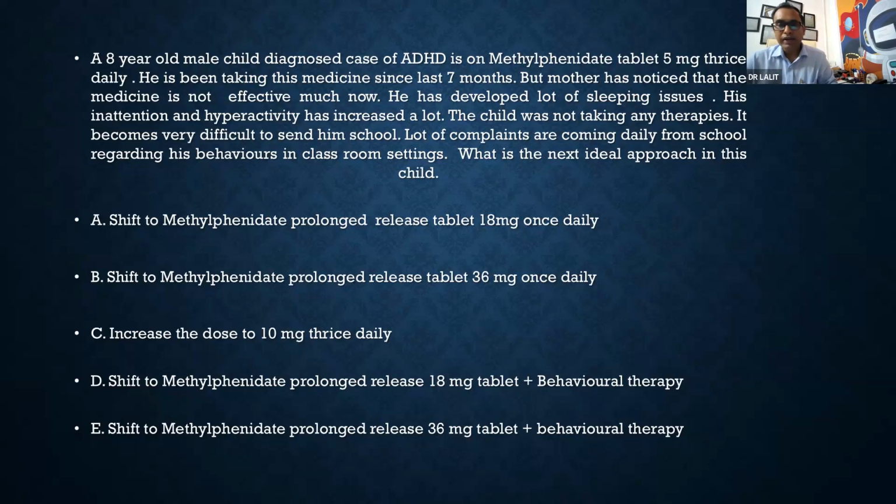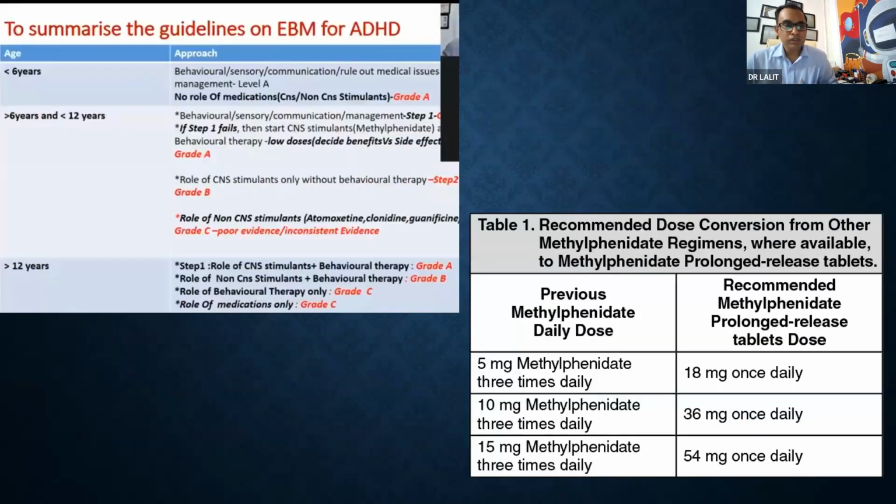So let's come to the guidelines on behavioral therapy and ADHD. These guidelines have been taken as per the American Academy of Pediatrics. Less than 6 years, there is no role of medications. Between 6 to 12 years, there is a role of medications. You have to start with CNS stimulants, methylphenidate. If the child is not maintaining on methylphenidate, then you have to go for behavioral therapy along with it. Here the child was on methylphenidate, but he was not maintaining. So along with methylphenidate, you have to go for the behavioral therapy.